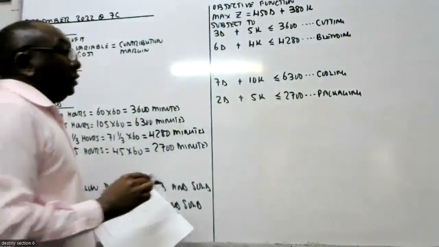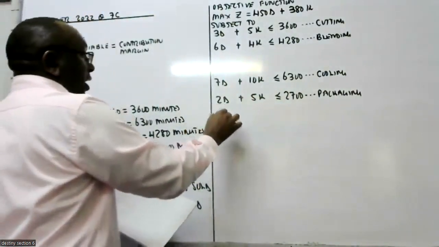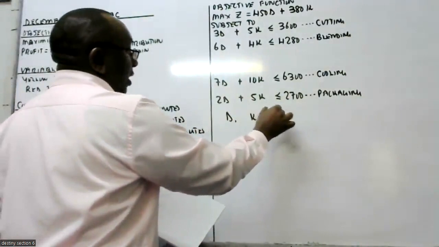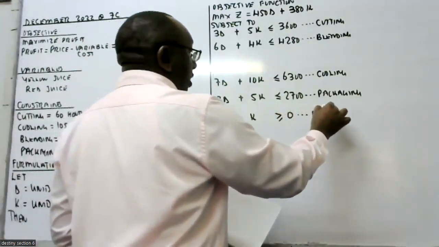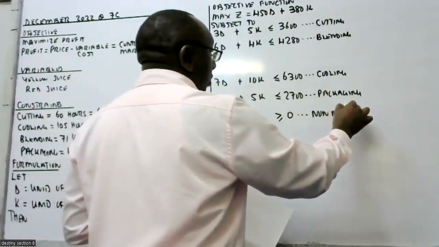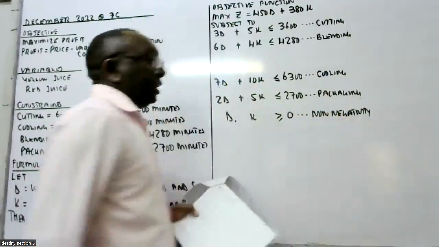And then from there, you are supposed to say D, K is greater than or equal to 0. And this one is called non-negativity.